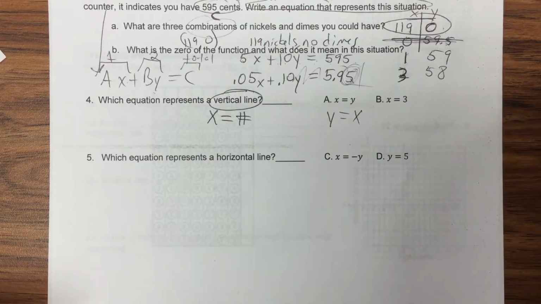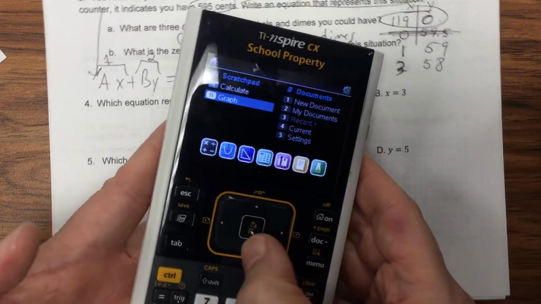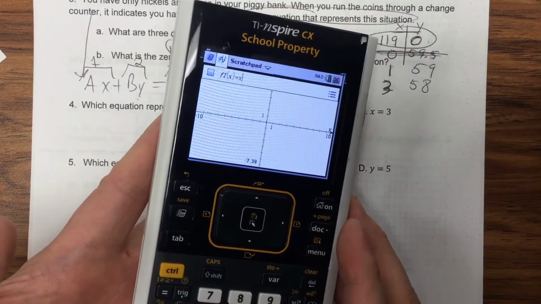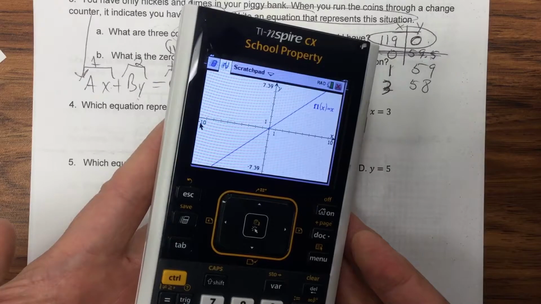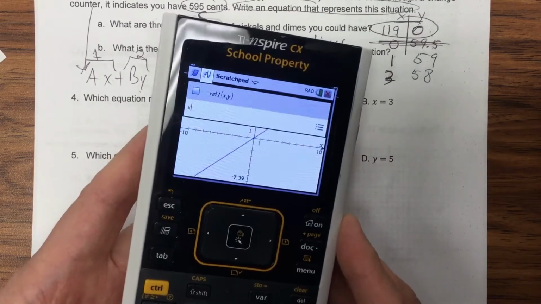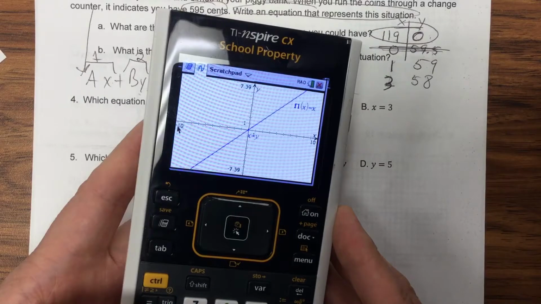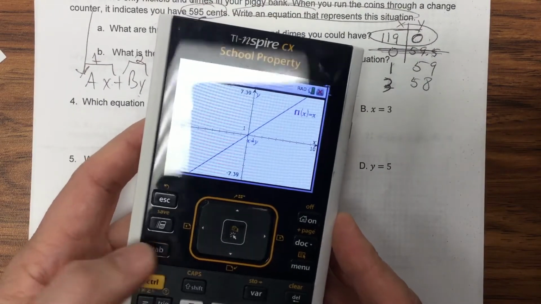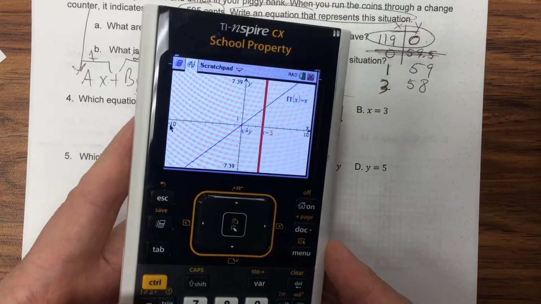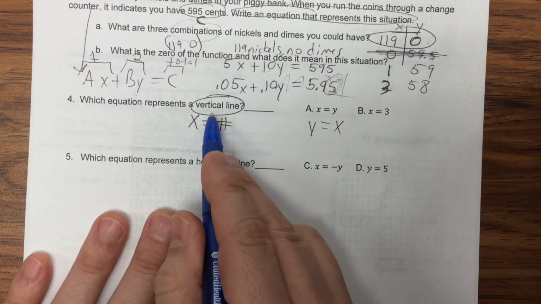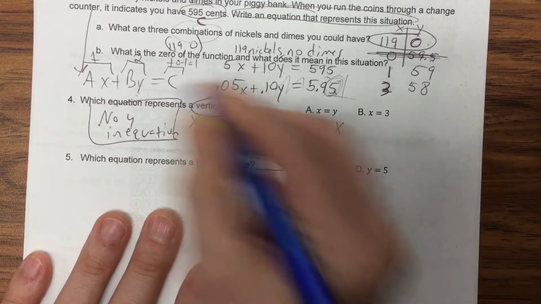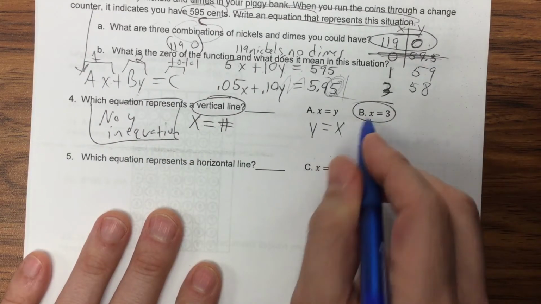Let's go ahead and do it. You go to graph. Now, x equals y is the same thing as y equals x. So here's y equals x. That is not a vertical line. Okay? Let's try x equals y. Let's go down to relation, type in x equals y, what they gave me. It's the same line as y equals x. Okay? So now let's hit tab again, and let's type in x equals 3. That's your vertical line. So remember, when you have a vertical line, there is no y in the equation. It's just x equals a number. And in this case, it's that one.